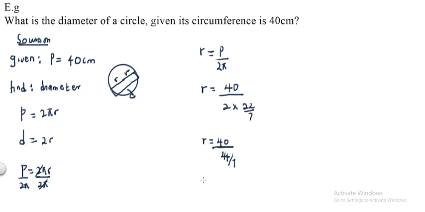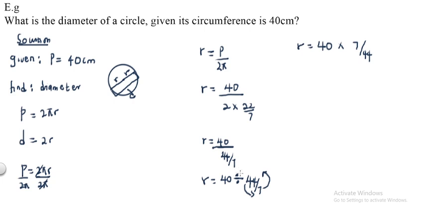We can write this as r is equal to 40, then use the division sign to replace this long division here, so this is 44 over 7. Now in mathematics, if you have a division sign and a fraction after it, you can change the division sign into multiplication by switching the fraction. So we switch the denominator with the numerator, and we now have r is equal to 40 times 7 over 44.